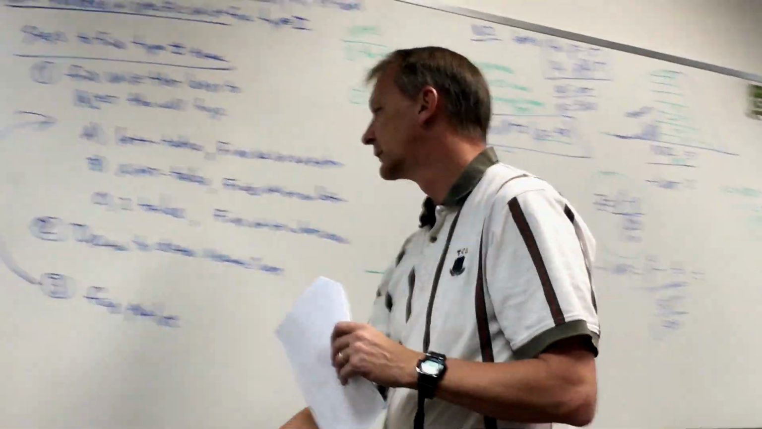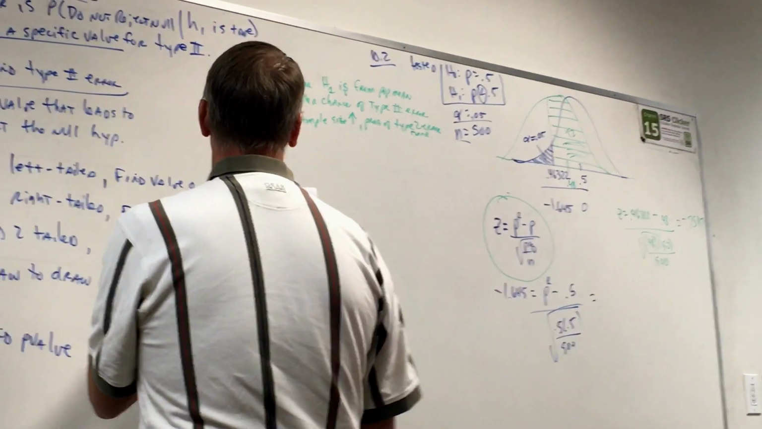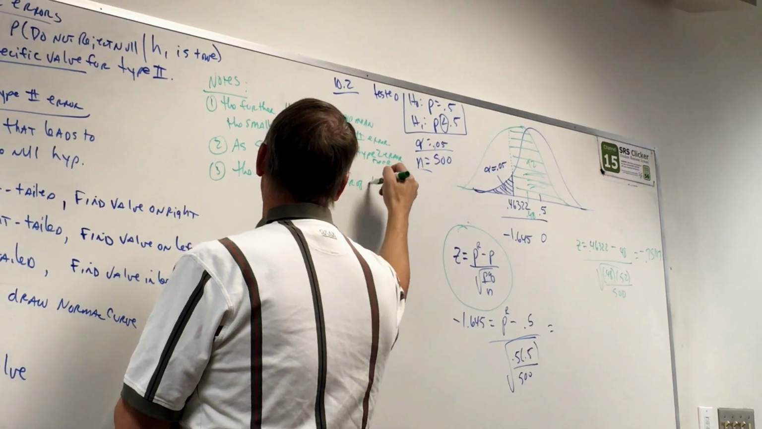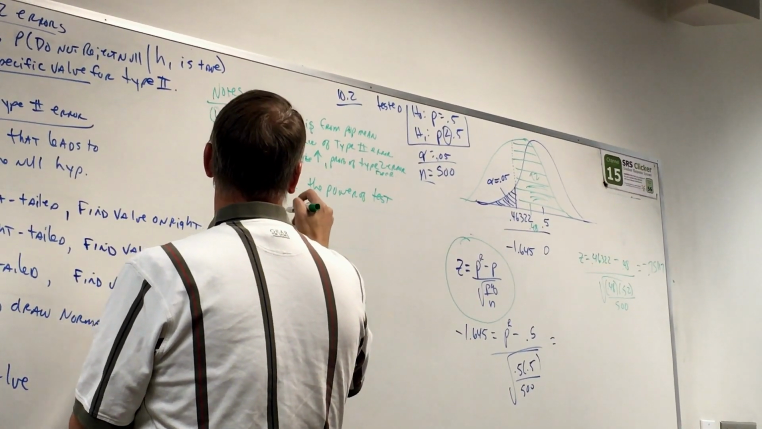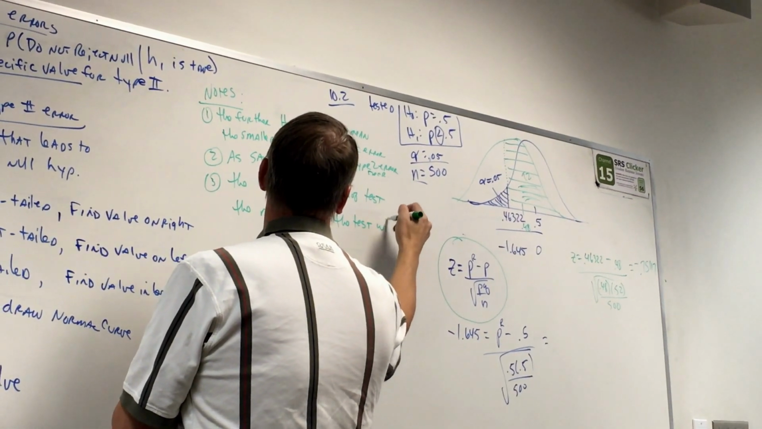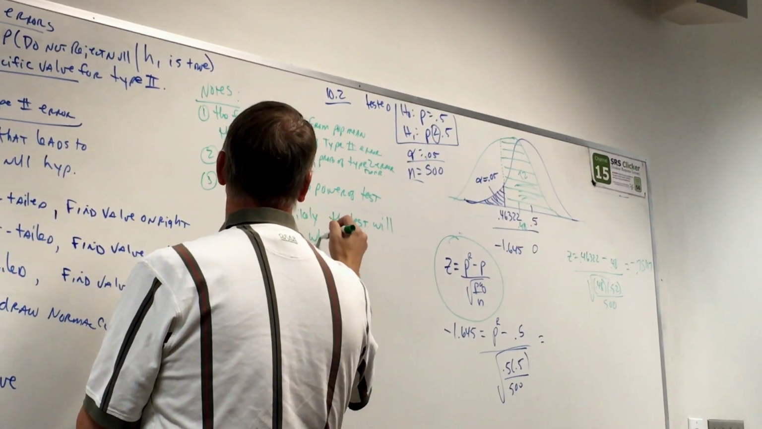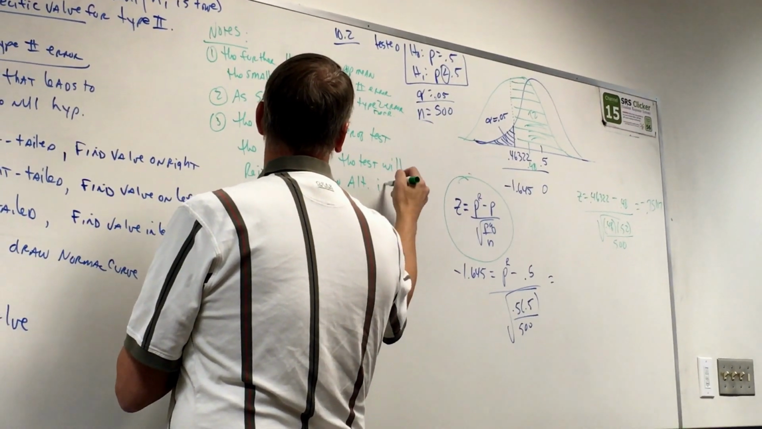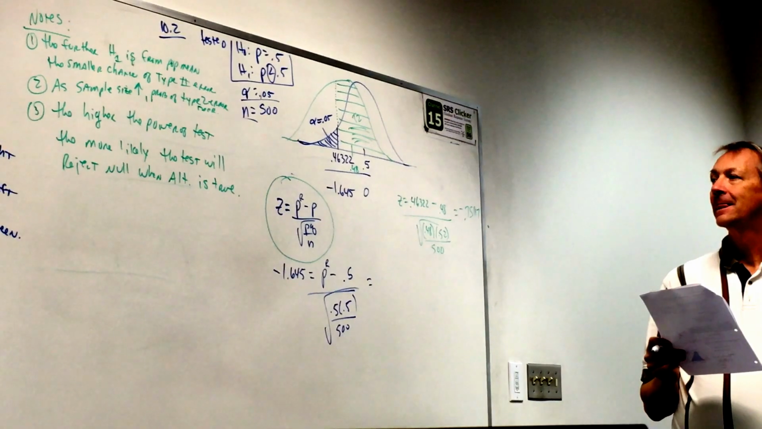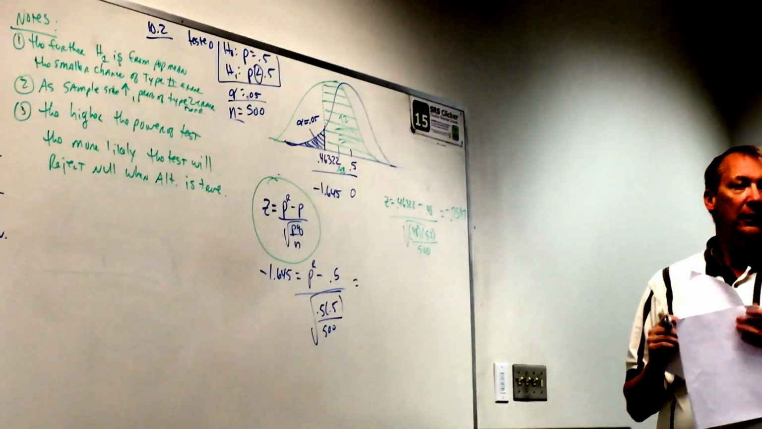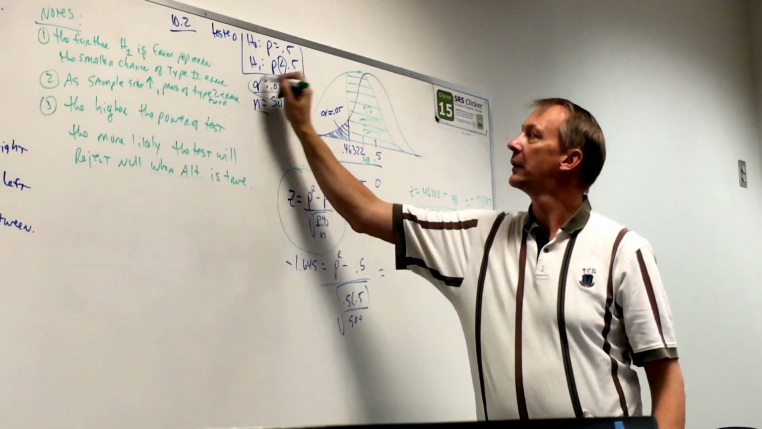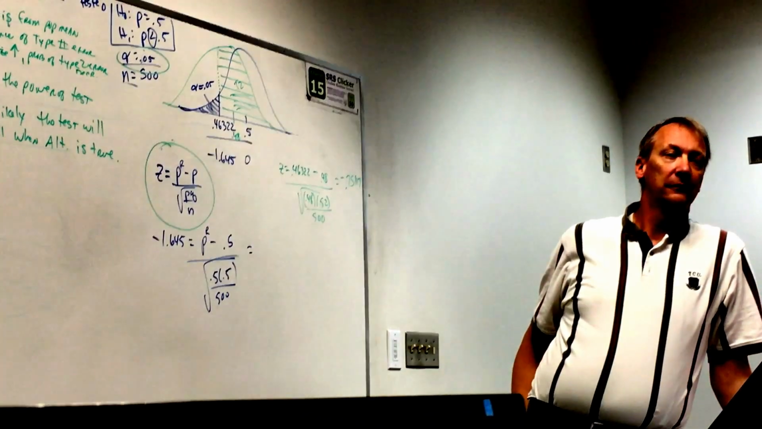Finally, let me erase this. The higher the power of the test, the more likely the test will reject the null when the alternative is true. So that's why we like to have high power. High power means small beta, small type 2 error. And if we combine that with a small type 1 error, then you can start using that A word.